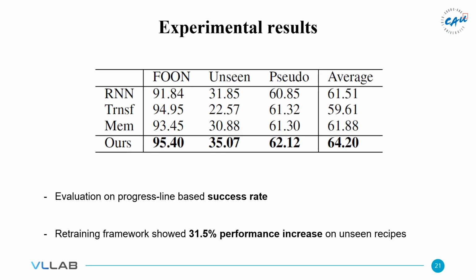And these are the quantitative results. We evaluate the planning based on the success rate. Compared to the existing recurrent methods that use all-RN transformer and memory-augmented transformers, our work showed the best performance. For the trained recipe data, ours showed a 95% success rate, and with the unseen recipes, the success rate dropped to 35%. However, by retraining the model with the LLM-generated pseudo dataset, we improved the success rate to 62% without any human supervision.